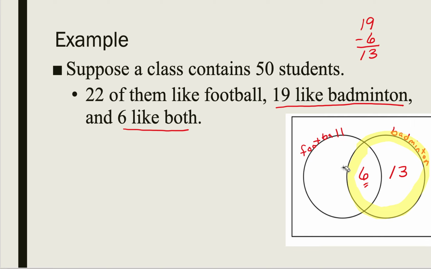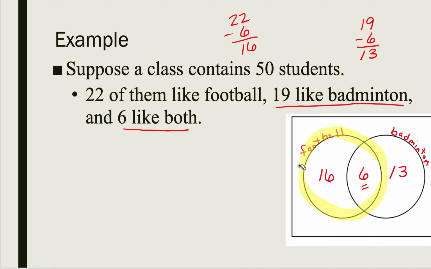All right, so now I'm going to do the same thing for the football. We're told that 22 people like football. So when I look at the football circle, the whole football circle should have a total of 22 students. Again, we already have 6 inside that football circle. So how many more do I need? 22 minus the 6 that we already have, that's going to be 16 sitting out here in the circle. So now we have a total of 22 students who like football.